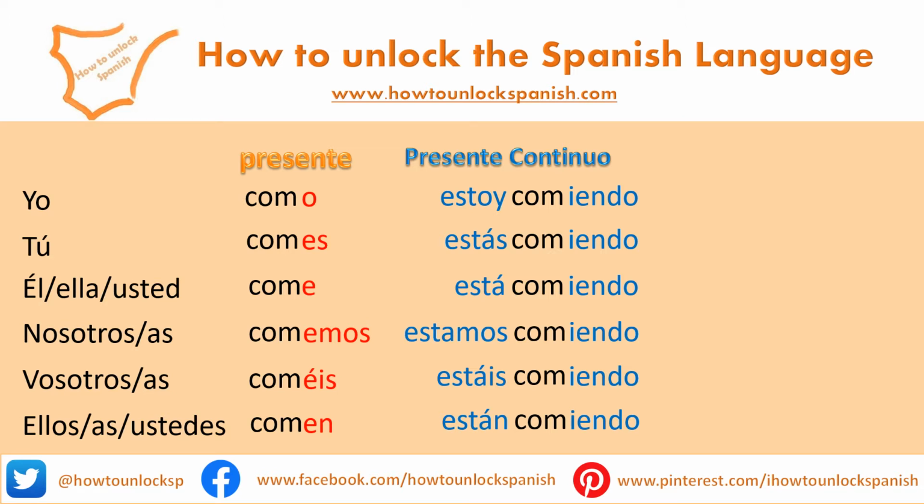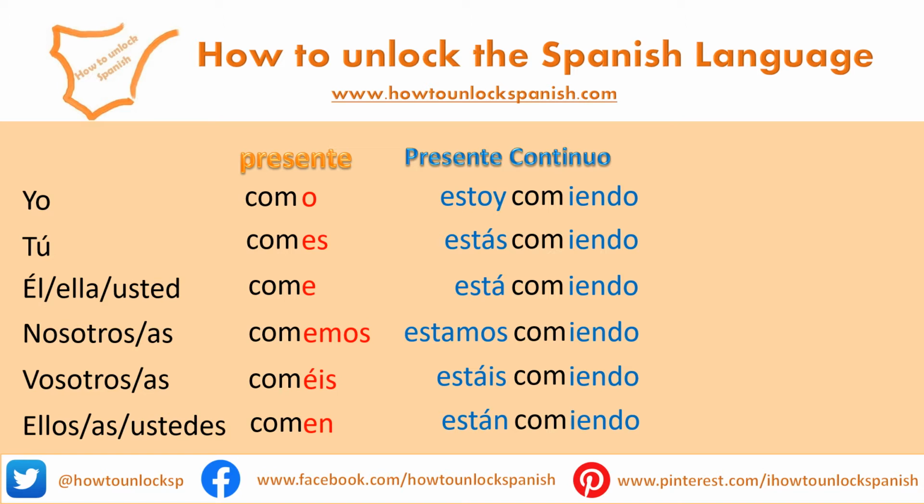So, for the simple present, we just have to remove ER and start adding the endings for the simple present. So, ER and IR verbs have the endings o, es, e, emos, éis, en. So, we will say, yo como, tú comes, él come, nosotros comemos, o nosotras comemos, vosotros coméis, ellos comen, o ustedes comen.